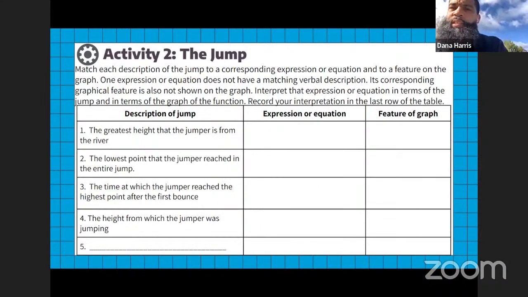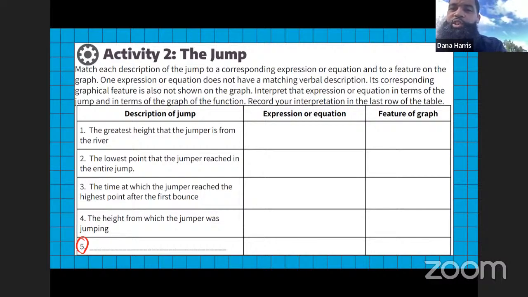So notice it says, we're gonna match each description to the corresponding expression or equation and to a feature on the graph. One expression or equation does not have a matching verbal description. So that's down in number 5, right? We're gonna have to figure out what verbal description goes there. And it says its corresponding graphing feature is also not shown on the graph. Interpret the expression or equation in terms of the jump and in terms of the graph or the function, and we want to record that information in this table. So we're going to start with number 1.